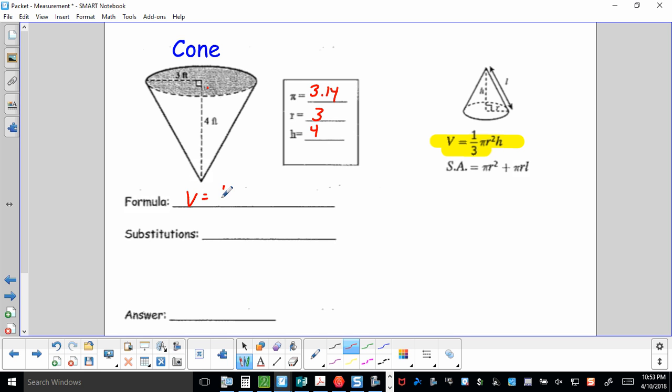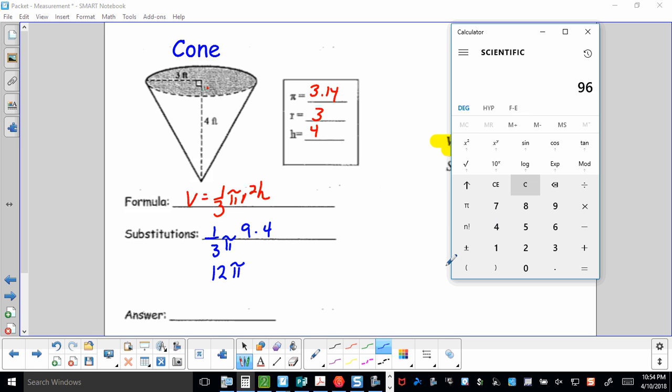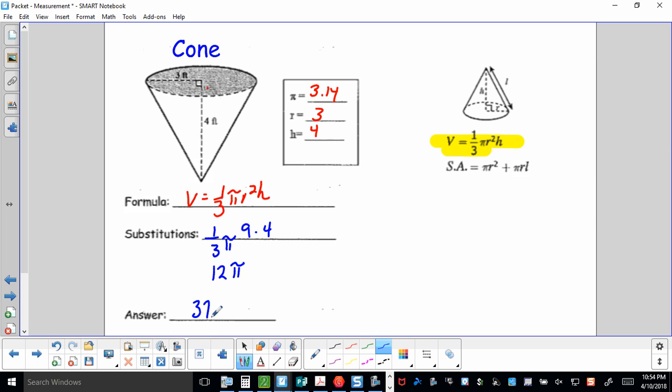Our formula is 1/3 pi r squared times the height. So 1/3 pi, the radius squared is 9, times the height of 4. So 1/3 of 9 is 3. 3 times 4 is 12. So 12 pi is our answer. Let's put in an approximate answer here. So we're going to say 12 pi, or 12 times pi, is 37.7 cubic feet.